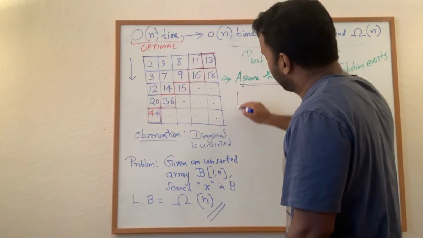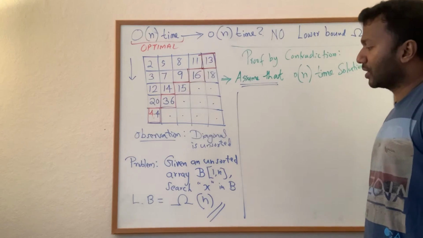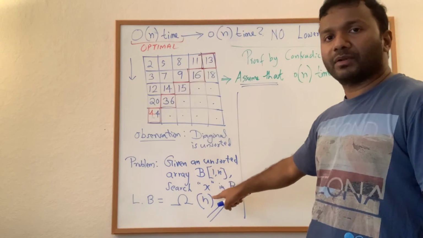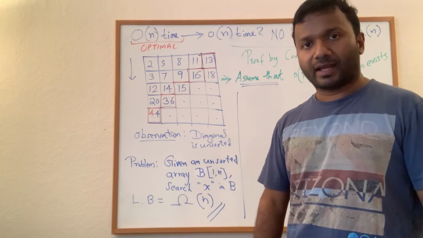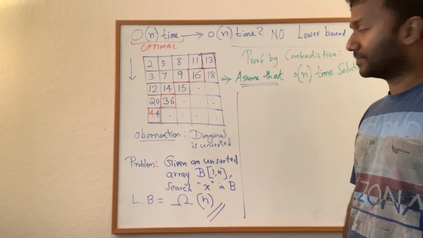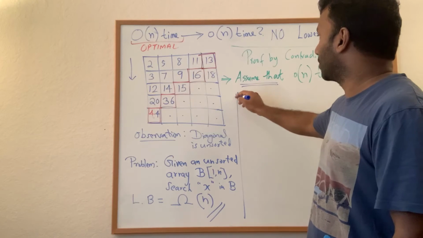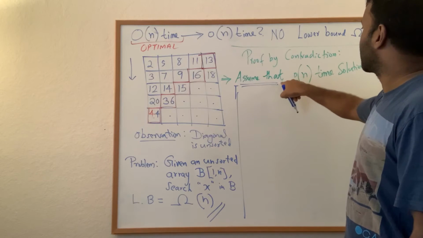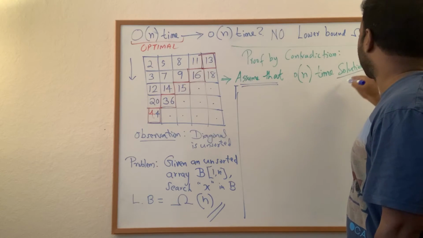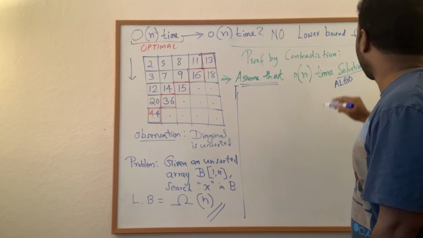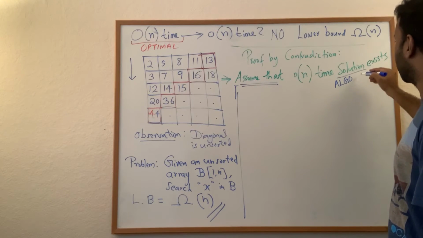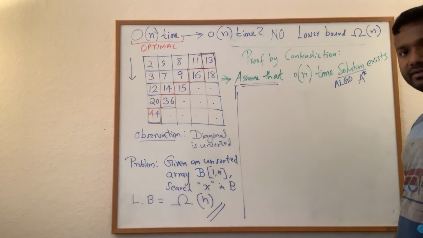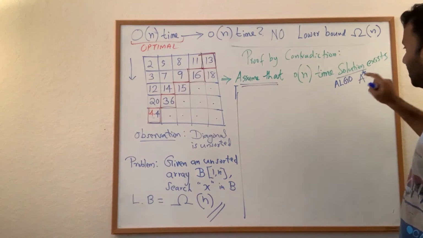All right. What I'm going to show now is, if this statement is true, then I can solve this problem in small o of n time, which is a contradiction. So how am I going to do this? Assume that an O of n time solution, by solution I mean an algorithm, exists. Let me give a name for the algorithm, let's say A star algorithm. There is another A star algorithm, but that's different. We're just giving a name.